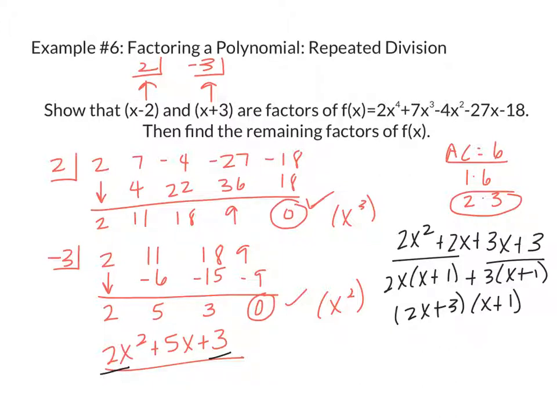So in total, our final answer, if we wrote everything as just factors of f of x, we'd have f of x equal to the two factors we were given, which were x minus 2 and x plus 3. And then the other two that we just found, which are 2x plus 3 and x plus 1.